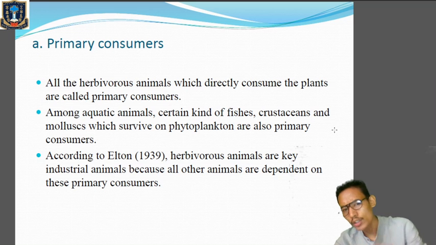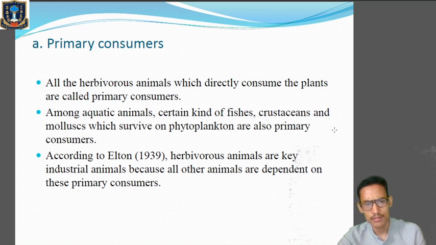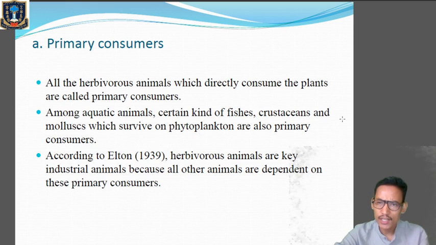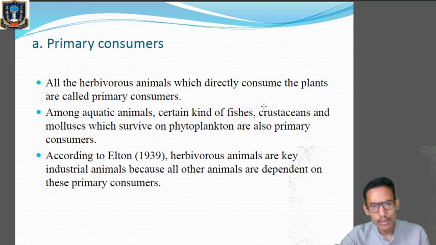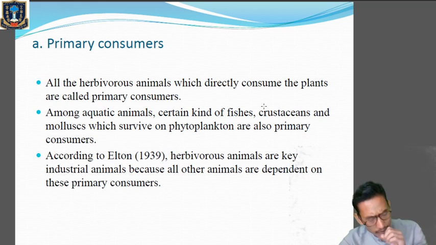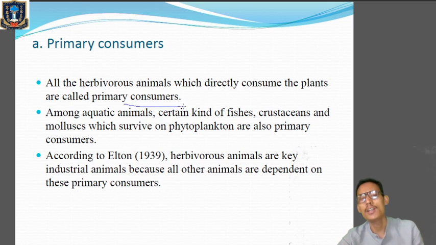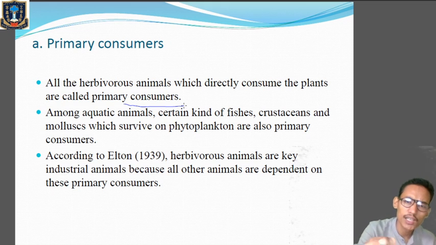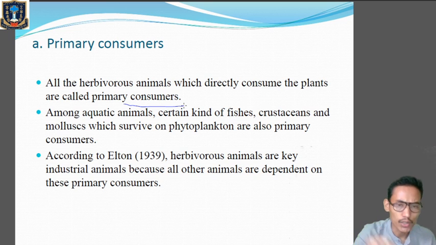So all the herbivorous animals which will feed upon the grass, like rodents, cow, deer, elephant, goat, are all the primary consumer, which will directly consume the plants. So all the herbivorous animals which will directly consume the plants or the producers are called the primary consumer. I have told you that those herbivores feed upon the grass or on the producers.